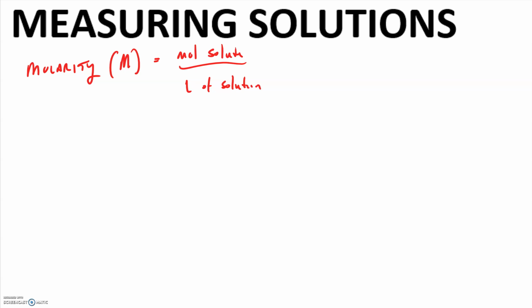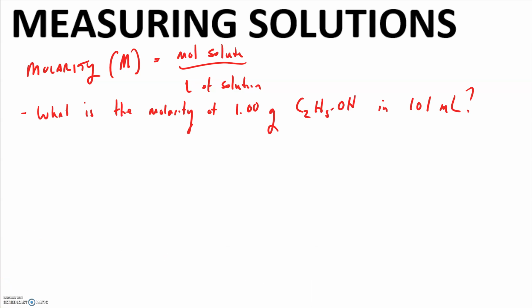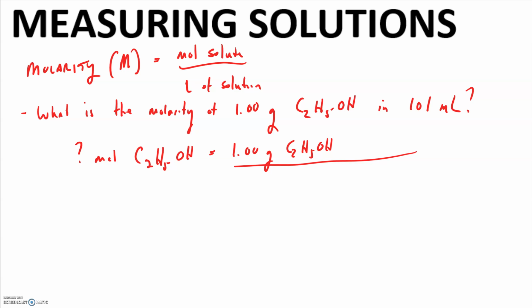Let's take an example just so we're on the same page. And here's a typical example of a type of question you get asked. What's the molarity of 1 gram of ethanol, C2H5OH, in 101 milliliters? So the first thing we're going to want to do is find out how many moles of ethanol we have. If we know we have 1 gram, and the molar mass of ethanol is 46 grams.